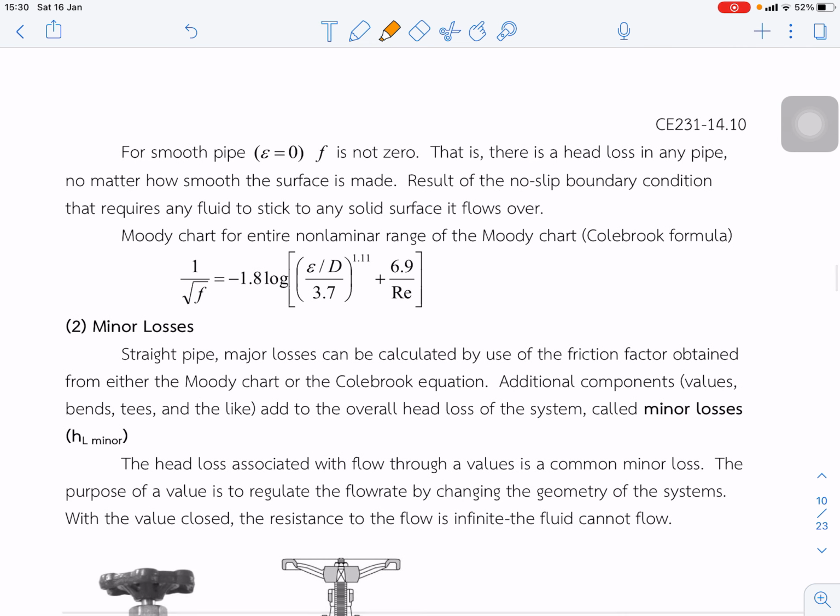For a smooth pipe, epsilon goes to zero, but f is not zero. That is, there is a head loss in any pipe no matter how smooth the surface is made, a result of the no-slip boundary condition that requires any fluid to stick to any solid surface it flows over. And this shows the Moody chart for the entire non-laminar range in terms of an equation. So the friction factor is a function of roughness and Reynolds number in terms of the equation.